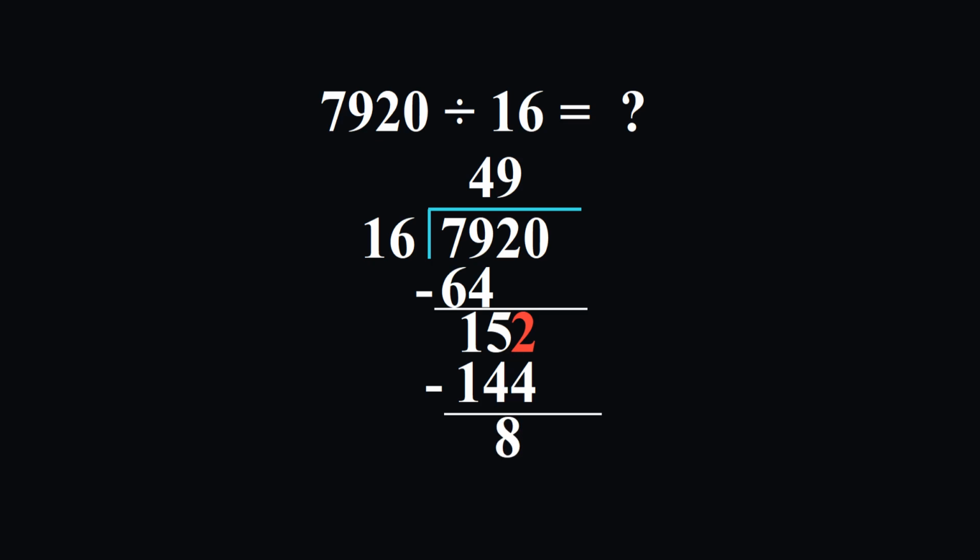Now we bring down the next digit 0, and this makes our new number 80. How many 16 are in 80? The answer is 5. Now multiply 5 by 16, which gives us 80. Draw a line and subtract. The subtraction result is 0.